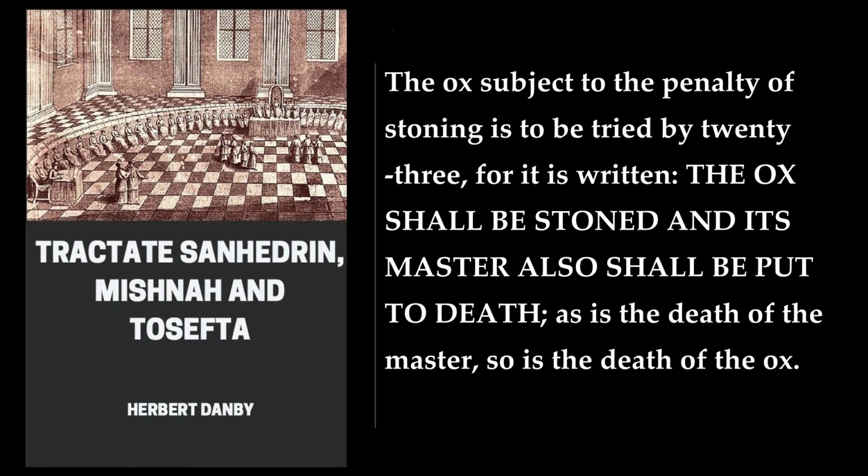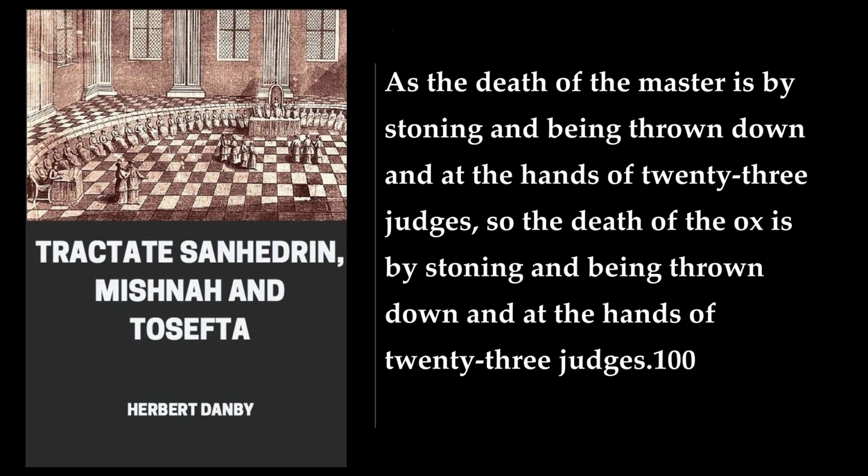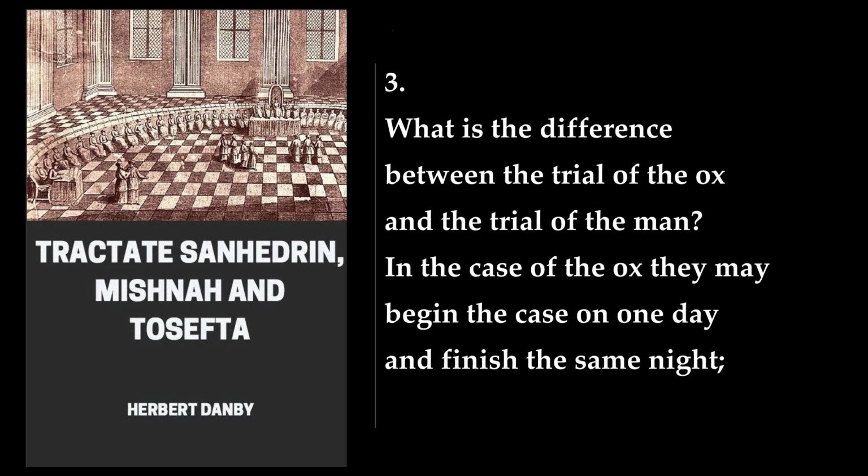2. The ox subject to the penalty of stoning is to be tried by 23, for it is written, the ox shall be stoned and its master also shall be put to death, as is the death of the master, so is the death of the ox. As the death of the master is by stoning and being thrown down and at the hands of 23 judges, so the death of the ox is by stoning and being thrown down and at the hands of 23 judges. 100. 3. What is the difference between the trial of the ox and the trial of the man?